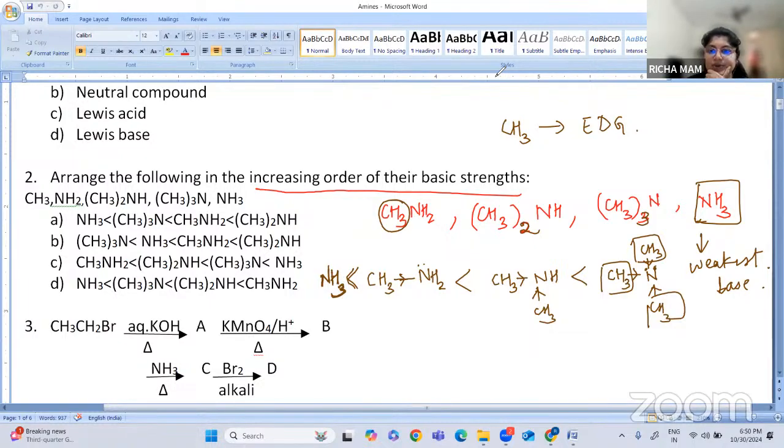The methyl group is an electron-donating group. As an electron-donating group, what will it do? It will donate electrons to the nitrogen. So because of that, we have given this order.